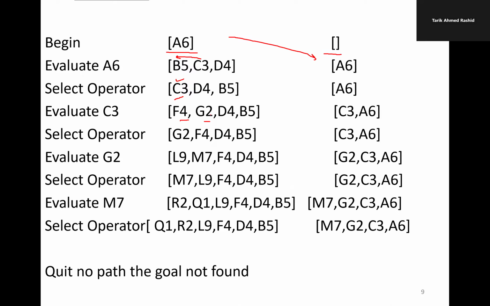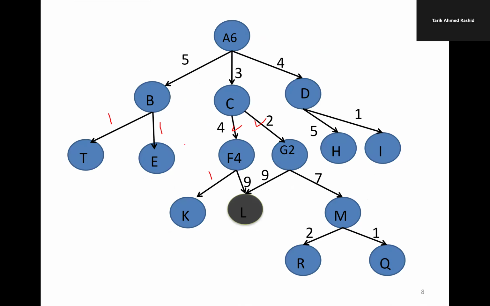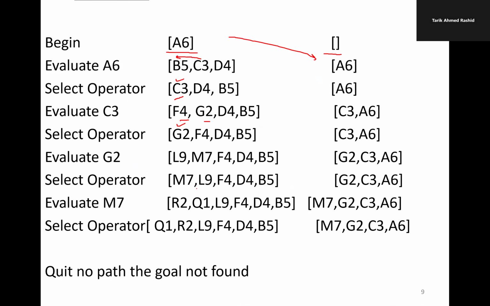Now we select the operator here. G2 is less than C4, so we bring G2 first. We check if G2 is the goal. No. It has kids, and according to the diagram, the kids of G2 are L9 and M7. We put L alphabetically first, so the list is L9, M7, F4, D4, B5.